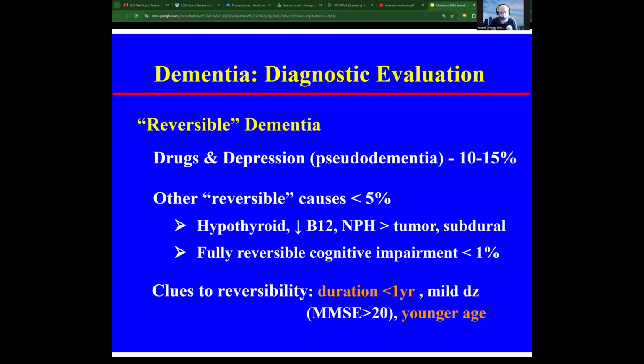Some of the clues that might suggest we're dealing with something reversible, both in your own practice and on the boards: shorter time frame with a more abrupt onset, if the symptoms are more on the mild side, and generally if it's presenting at a younger age. Again, that's kind of a red flag to say, well, could be something else.